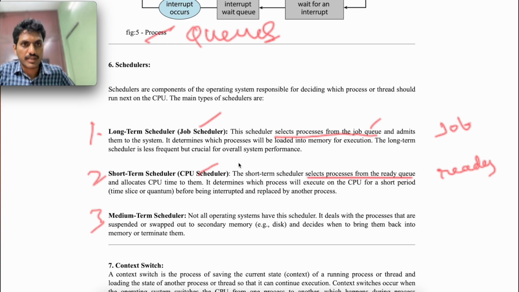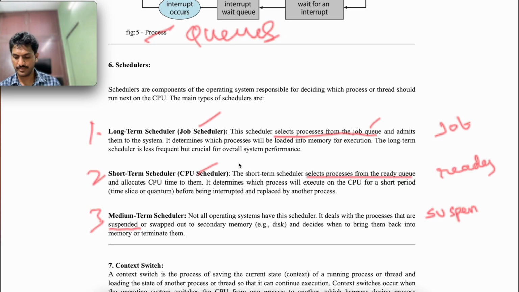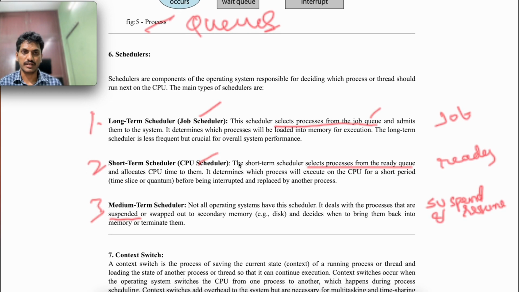And what is the third one here? Medium-term scheduler. When you suspend a process and want to resume it after some time, that is taken care of by the medium-term scheduler. Suspend and resume: when you suspend some process and you resume. So remember the words suspend and resume.